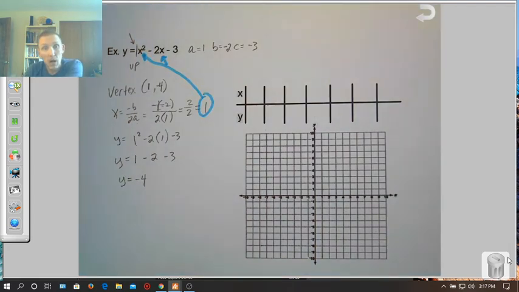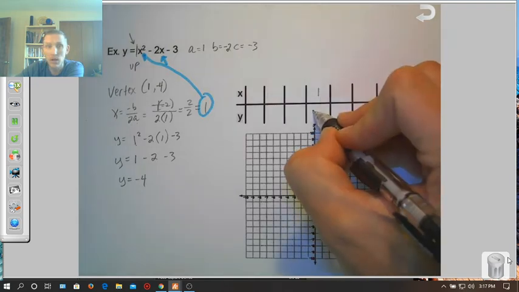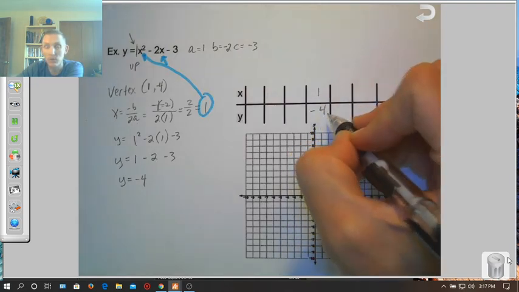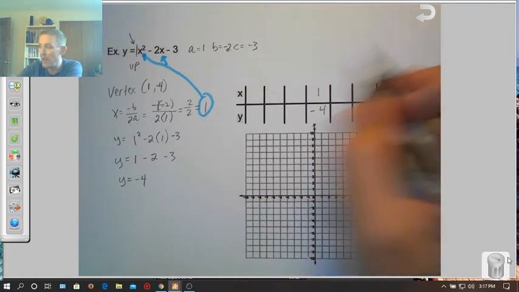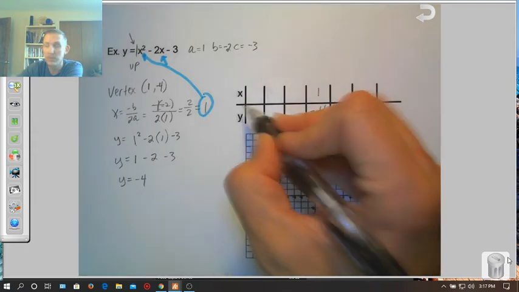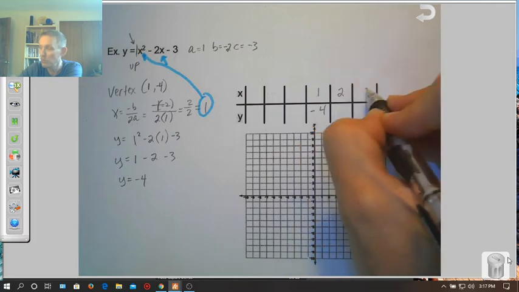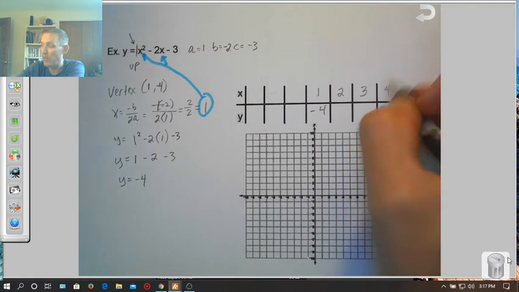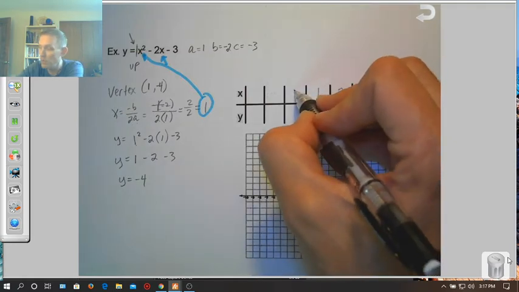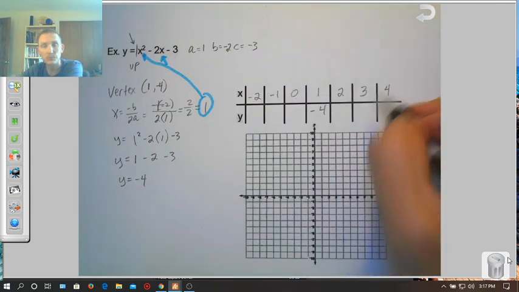In my table, I am now going to put the vertex in the middle of my table. So right here, the x value was 1, and the y value was -4. I now need to pick x values to the right and x values to the left. Well, if I go to the right of 1, I get 2, 3, and 4. And if I go to the left, I get 0, -1, -2.